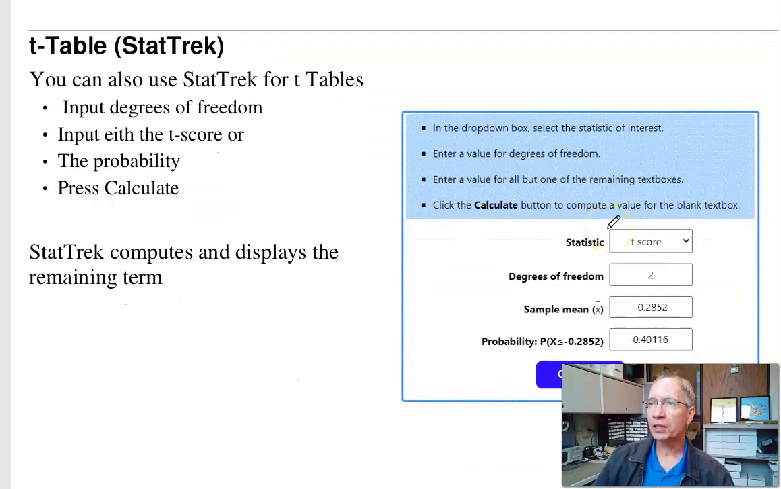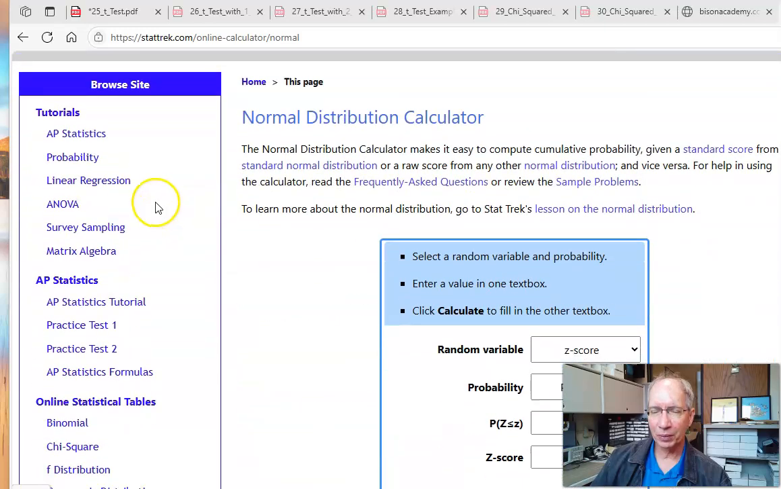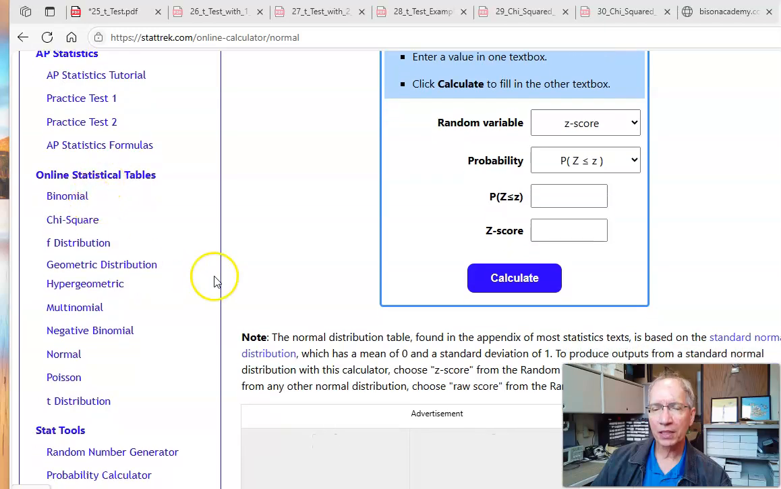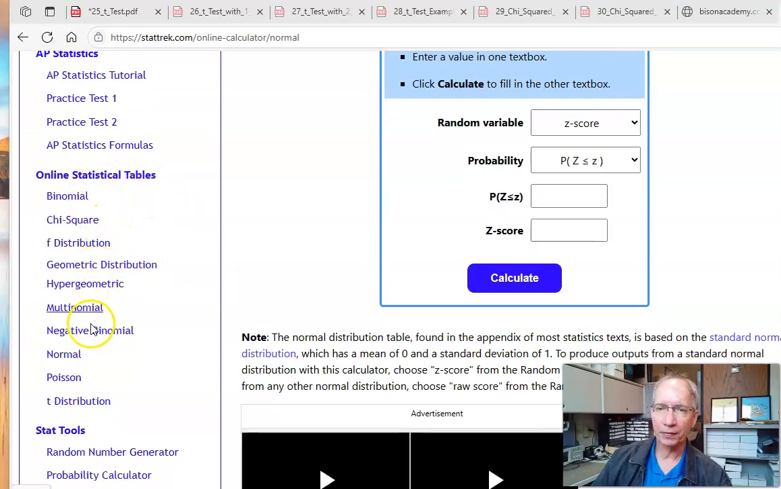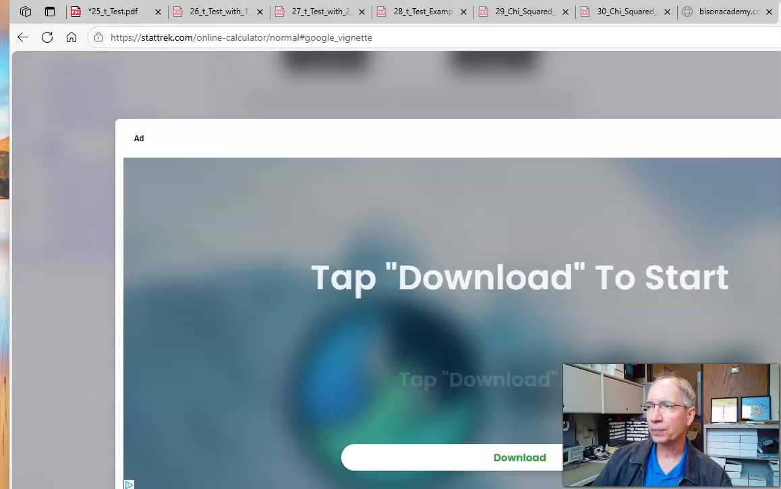In addition, you can go to StatTrack. So for example, this is StatTrack, one of the best websites for statisticians. Scroll down, it's got a bunch of different tests. You can do binomial, chi-squared, F, all stuff we'll be doing later on. We looked at a normal distribution before.